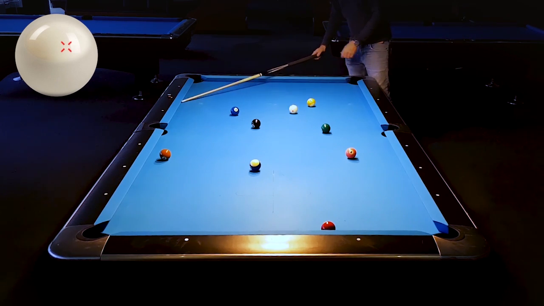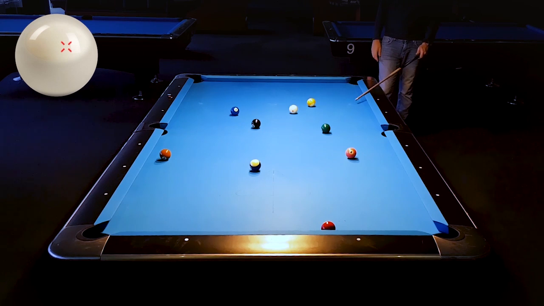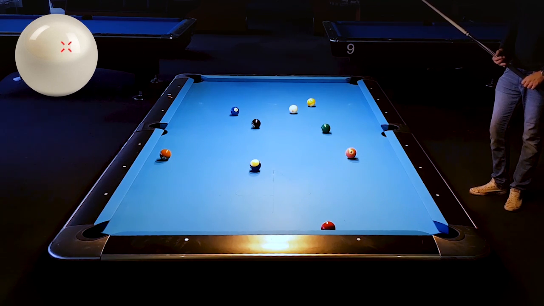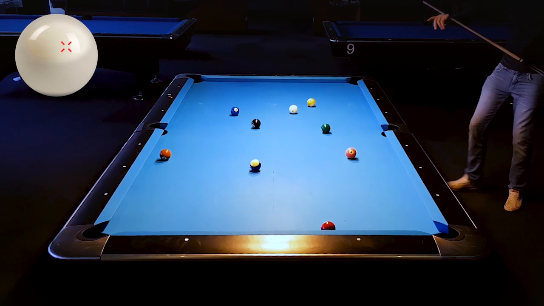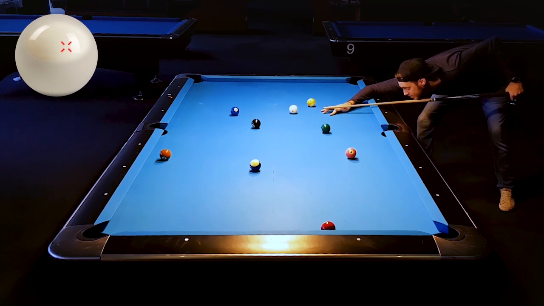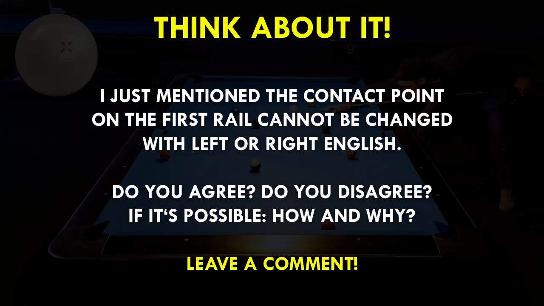Remember, you can change that with high or low and only with high or low. And where I want to hit the second rail, you can change that by hitting left or right English and of course high or low because the contact point on the second rail changes with the contact point on the first rail. But you can spin out of the first rail with left or right spin and take a different direction for the cueball. I just mentioned the contact point on the first rail cannot be changed with left or right English but with high or low.